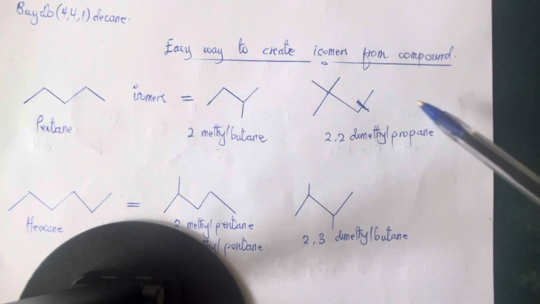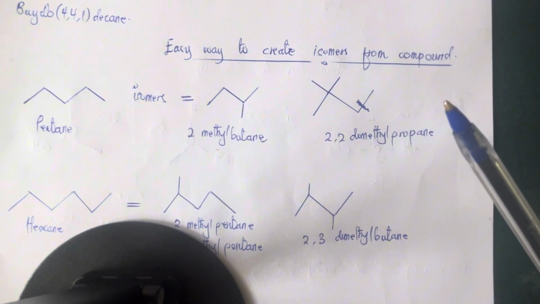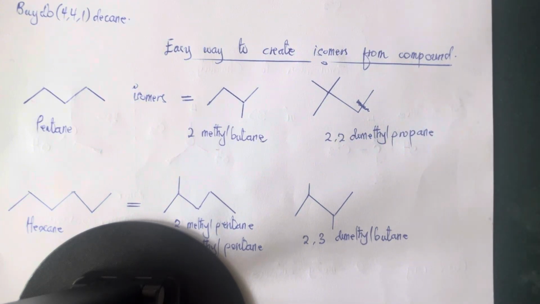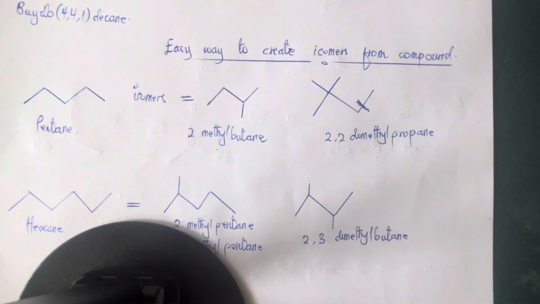But on the second carbon, there are 2 groups, which is 2 methyl groups. So now we are having 2,2-dimethyl propane. You see how it is? At the end, that 2,2-dimethyl propane is having the same molecular formula as pentane, but the structure is not the same.